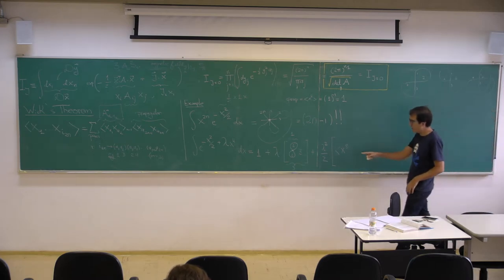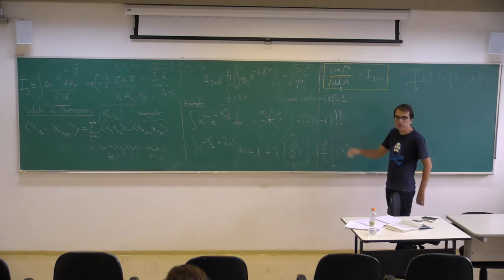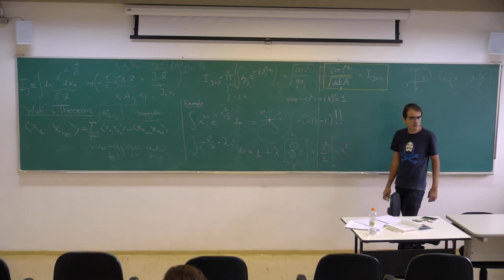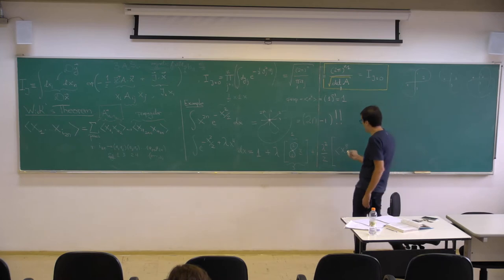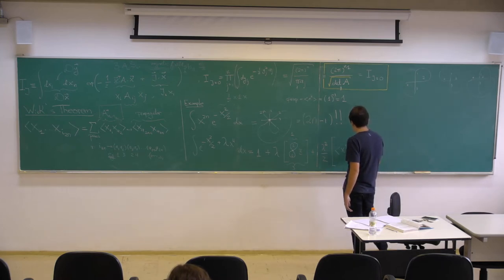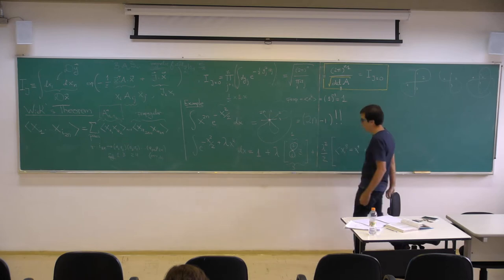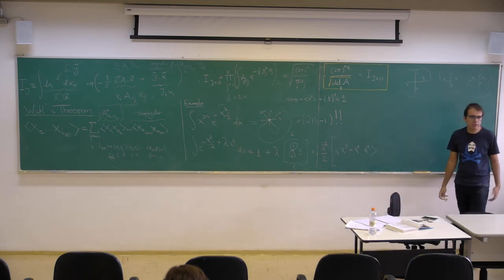Now we have expectation value of x to the 8 because we bring down that vertex twice, right? And I can also think of this x to the 8 as x to the 4 times x to the 4. It's up to me. It's really up to me. It's the same thing.